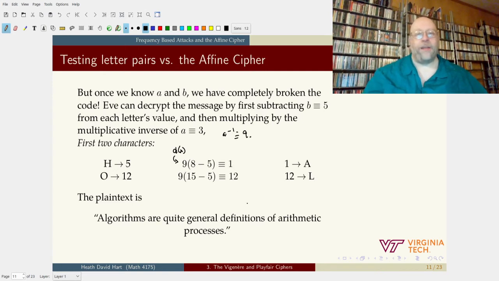I'm not going to take the time to decode the rest of the message. This is what the plaintext is. Algorithms are quite general definitions of arithmetic processes. That would have been a hard thing to just guess by substitution. But once we figured out where the E and the T had to go, we could solve the congruence and get all of the other letters immediately. Okay?